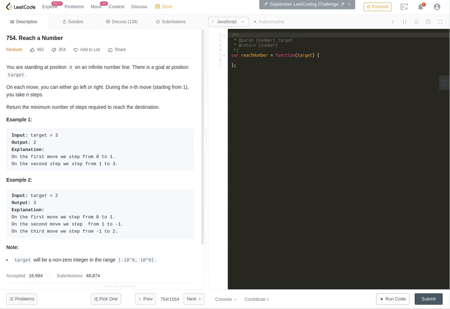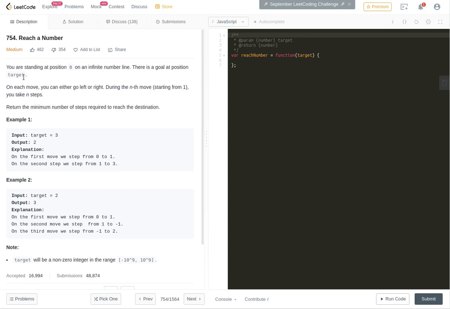754. It's a medium, just like my steaks, medium rare, and it's a math problem. Like this one, these are not great. It always involves some kind of math trick. It's got 462 upvotes, and I wonder why it's got like 354 downvotes. So why don't we see what we could do here?